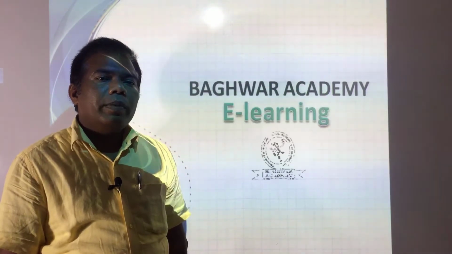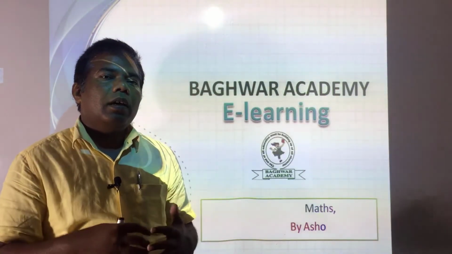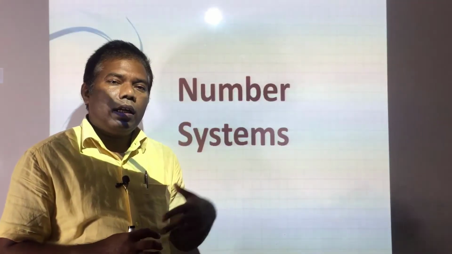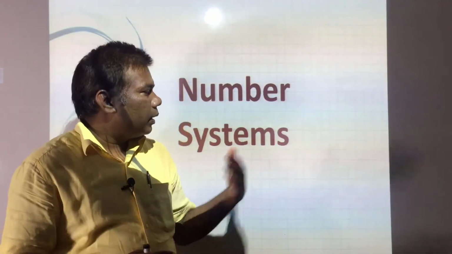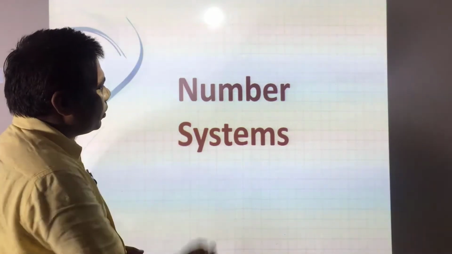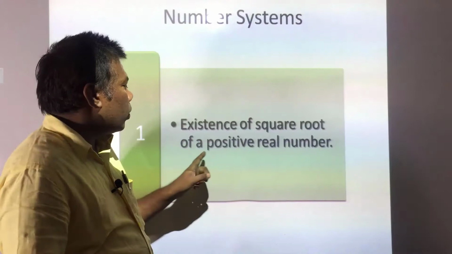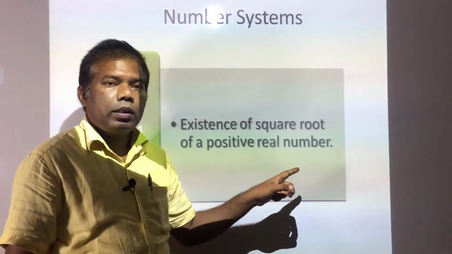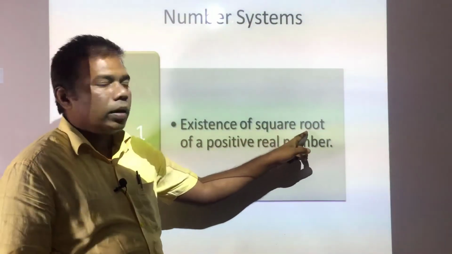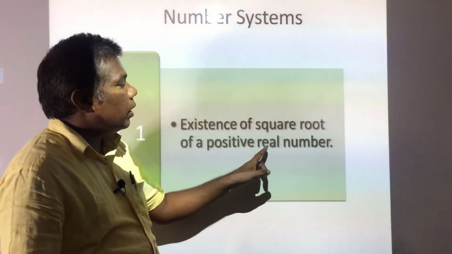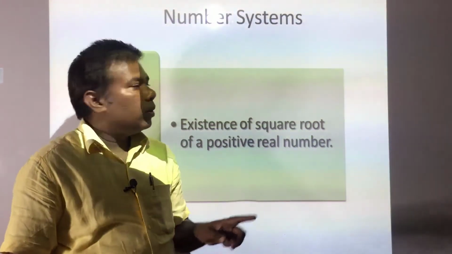So, already in previous videos you have seen how to represent rational numbers and irrational numbers on the number line. Today, in the same series under Number Systems, we are going to learn the existence of a square root of a positive real number. It means if you have any square root number, how will you represent it on the real number line? So, let us start.